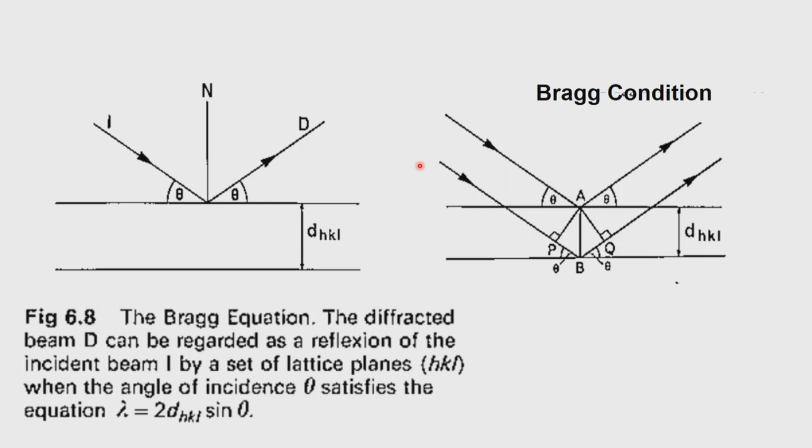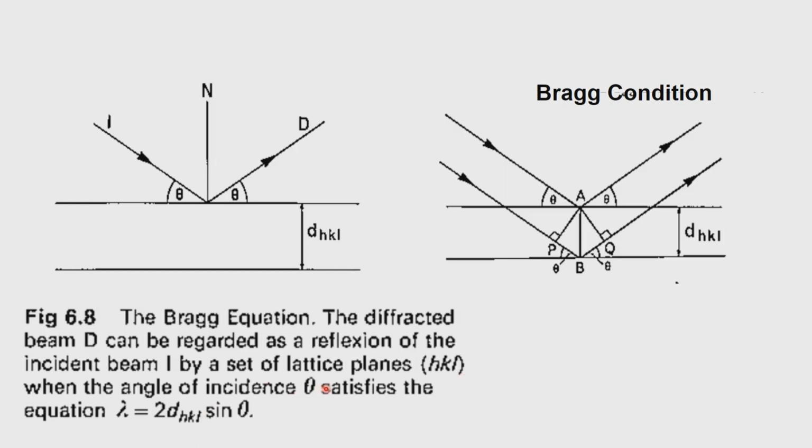Here is a little example of the whole process. If there is an incident beam and the Bragg equation is satisfied, the diffracted beam D can be regarded as a reflection of the incident beam I by a set of lattice points represented by HKL. So, these now represent the lattice points. Remember, when we say HKL, all the parallel HKL planes are considered, and therefore we show the HKL in brackets. How each and every one of them contributes is very important, because we want to get the contribution from every plane, even if they are parallel to each other. We will see how that behaves in a little while.